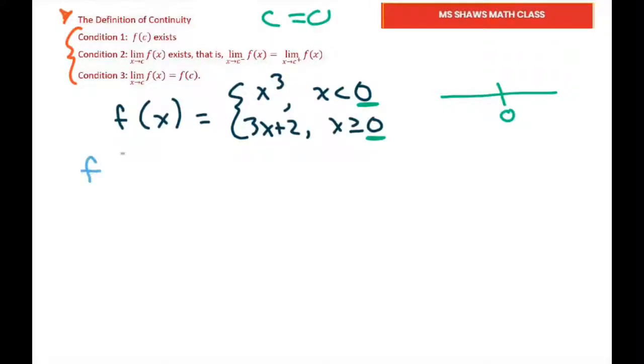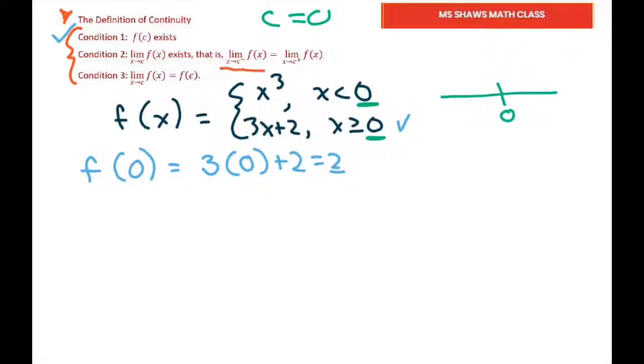If you plug in f of 0, we have to plug it into this lower portion. So that's going to be 3 times 0 plus 2 equals 2. So it does exist. We do have a value at 2. That's your y, by the way. All right, now we're going to test our limit to see if we have the limit. And let me explain what that is.